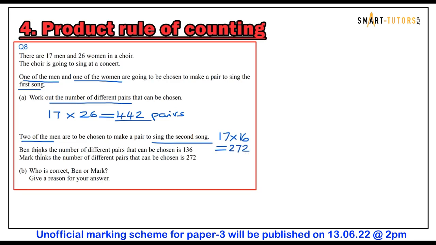Now I'm going to read the question. Ben thinks the number of different pairs that can be chosen is 136, that is incorrect. Mark thinks the number of different pairs is 272, which is correct. So who is correct, Ben or Mark? I would say Mark is correct. The options are 17 times 16, and you show the working out. So that is the answer, 272. So that is the product rule of counting.